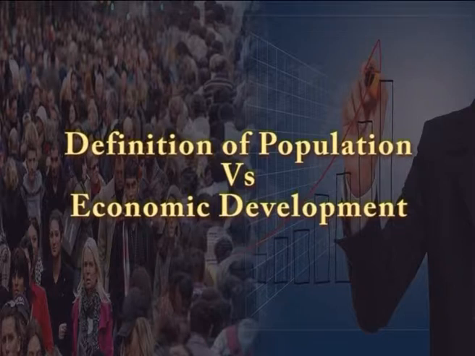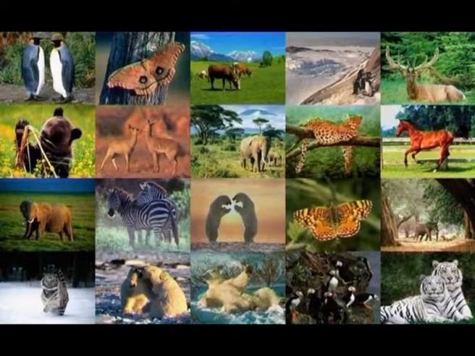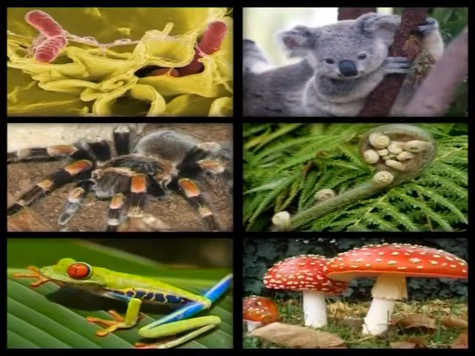Definition of population versus economic development. Wikipedia says a population is the summation of all the organisms of the same group or species which live in the same geographical area and have the capability of interbreeding. Economic development is the sustained, concerted action of policy makers and communities that promote the standard of living and economic health of a specific area.